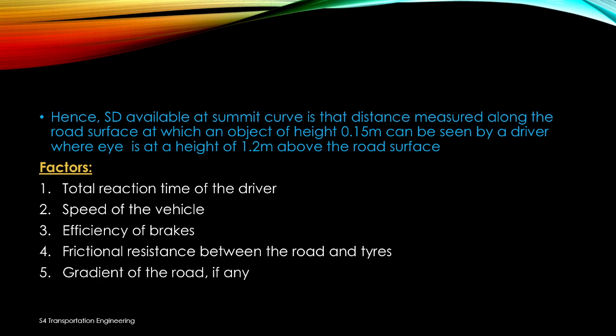One among them is sight distance. So here we are specifying the height of the driver and the height of the object. The factors on which this sight distance depends are total reaction time of the driver, speed of the vehicle, efficiency of brakes, frictional resistance between the road and tires, and gradient of the road, if any.